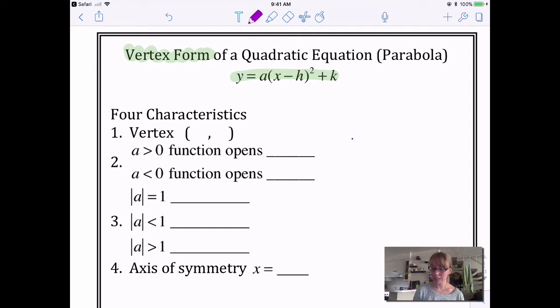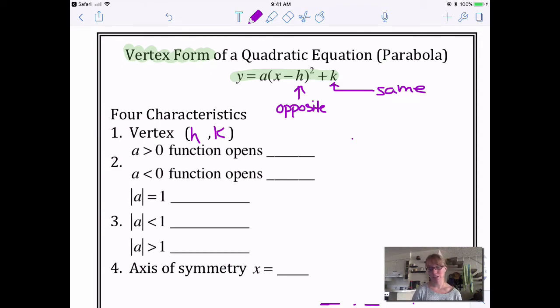Specifically, it's really easy to find the vertex. So our vertex, based on y equals a(x minus h) squared plus k, is going to be (h, k). This h is going to be right here. And the thing to note is because of that subtraction sign in front of the h, I'm always going to have the opposite sign of what is inside the parentheses. And our k, because there's a plus with the k, is going to be the same sign. So things to keep track of.